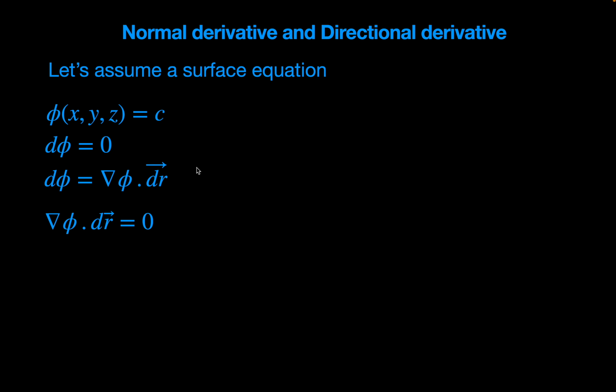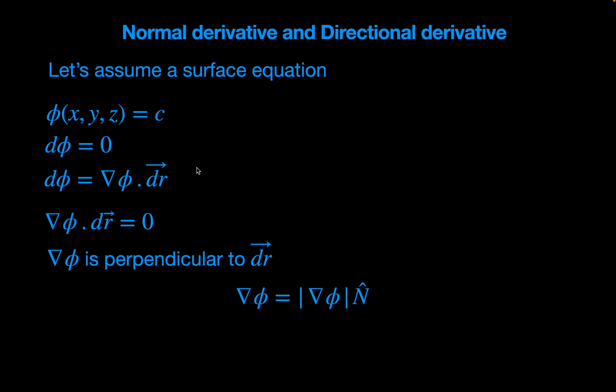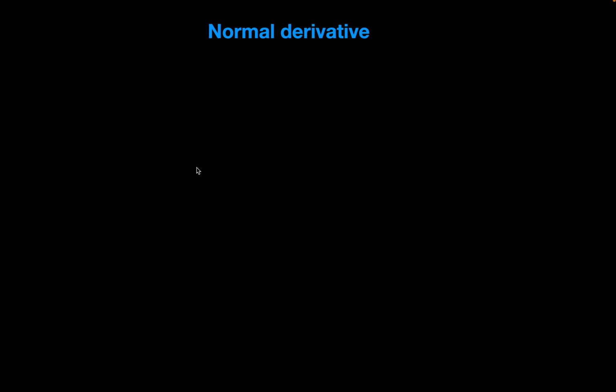Since d phi equals 0, we can write nabla phi dot dr equals 0. The dot product of two non-zero vectors being 0 implies that these two vectors are perpendicular to each other. So we can write nabla phi is perpendicular to dr, and we can write nabla phi equals mod nabla phi n cap. Now let's define the normal derivative.